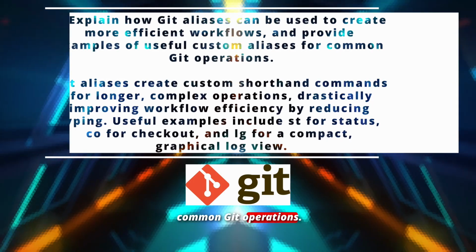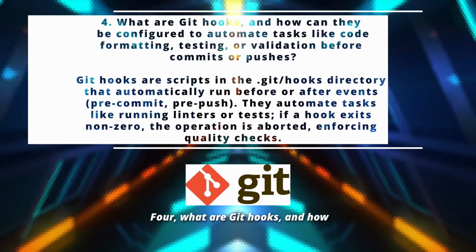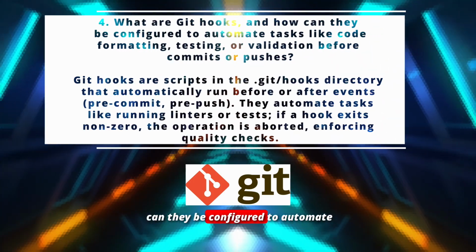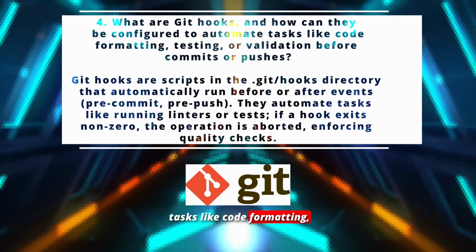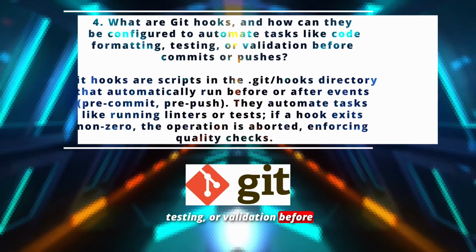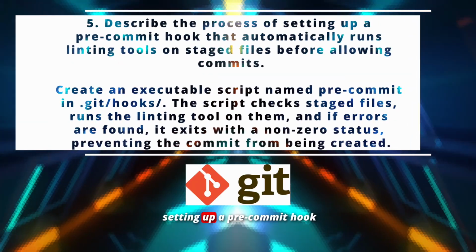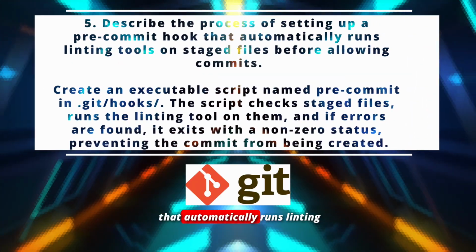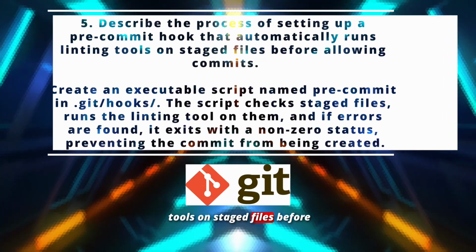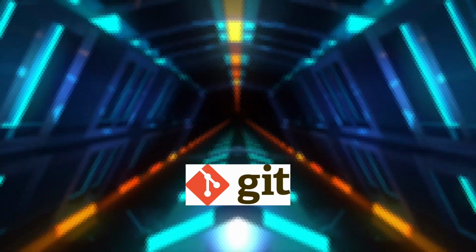aliases for common Git operations. 4. What are Git hooks, and how can they be configured to automate tasks like code formatting, testing, or validation before commits or pushes? 5. Describe the process of setting up a pre-commit hook that automatically runs linting tools on staged files before allowing commits.